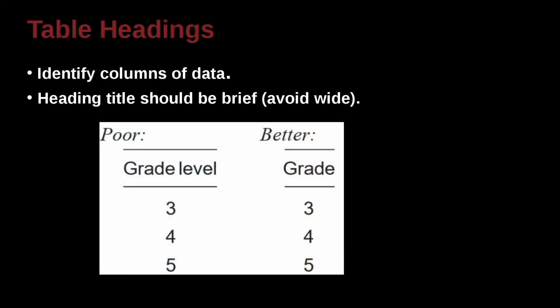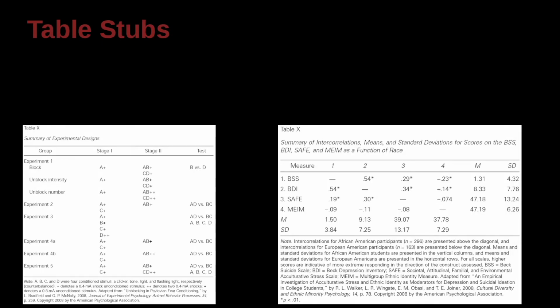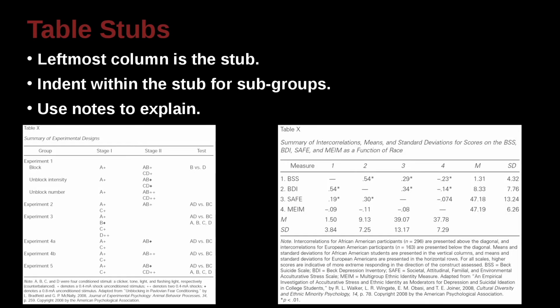So let's look at another example. Here we go. Here we're going to look at stubs, and this graphic's getting a little bit tiny. You might want to enlarge it on your screen if you can. And in this case, we have these stubs on the side here. So over here, down here, and down here. And here we have a very good example of how we're getting into the detail. Experiment 4A, experiment 4B, experiment 5. And then this is stage 1, stage 2, and the test that's being performed.